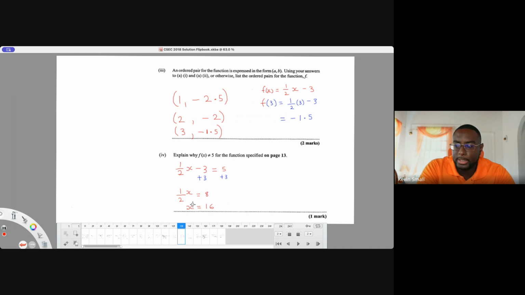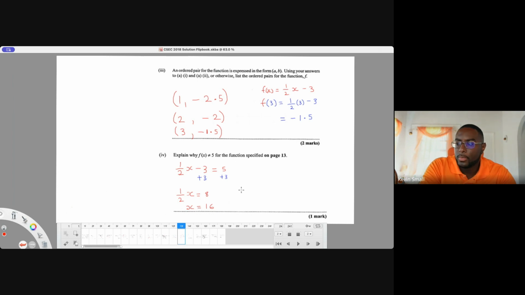All I did is I found out what the input value would be given that 5 was the answer for the output. That's all I did. Raise your hands if you understand it. All right, Joseph said okay. Okay, cool.